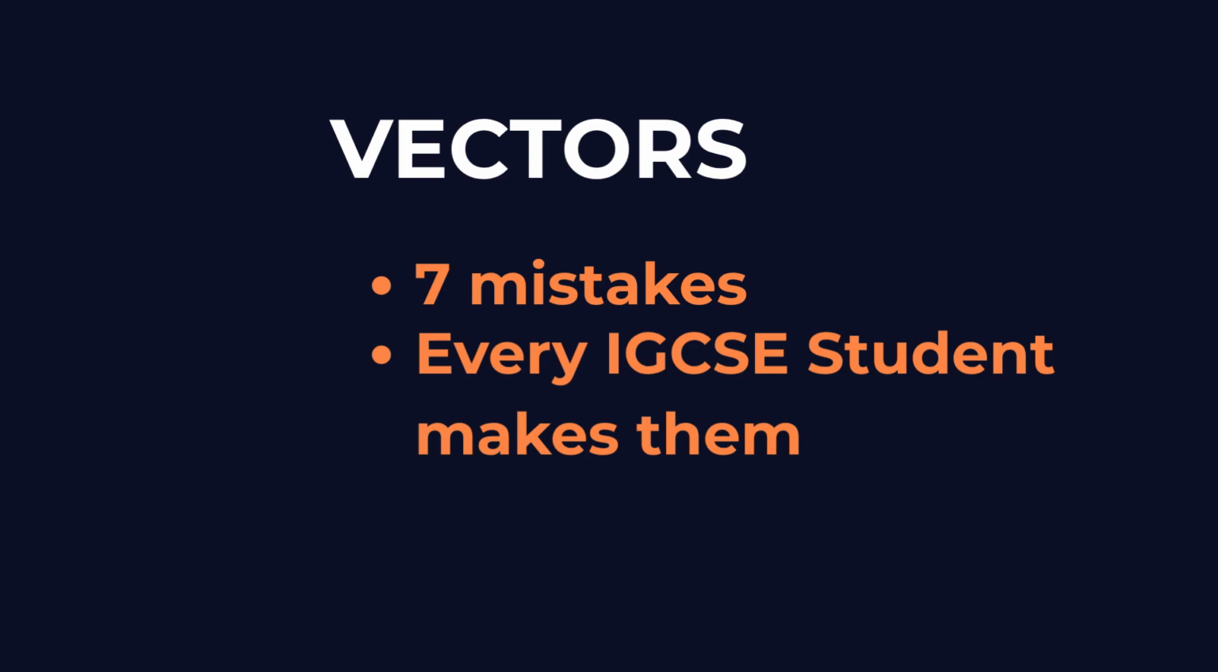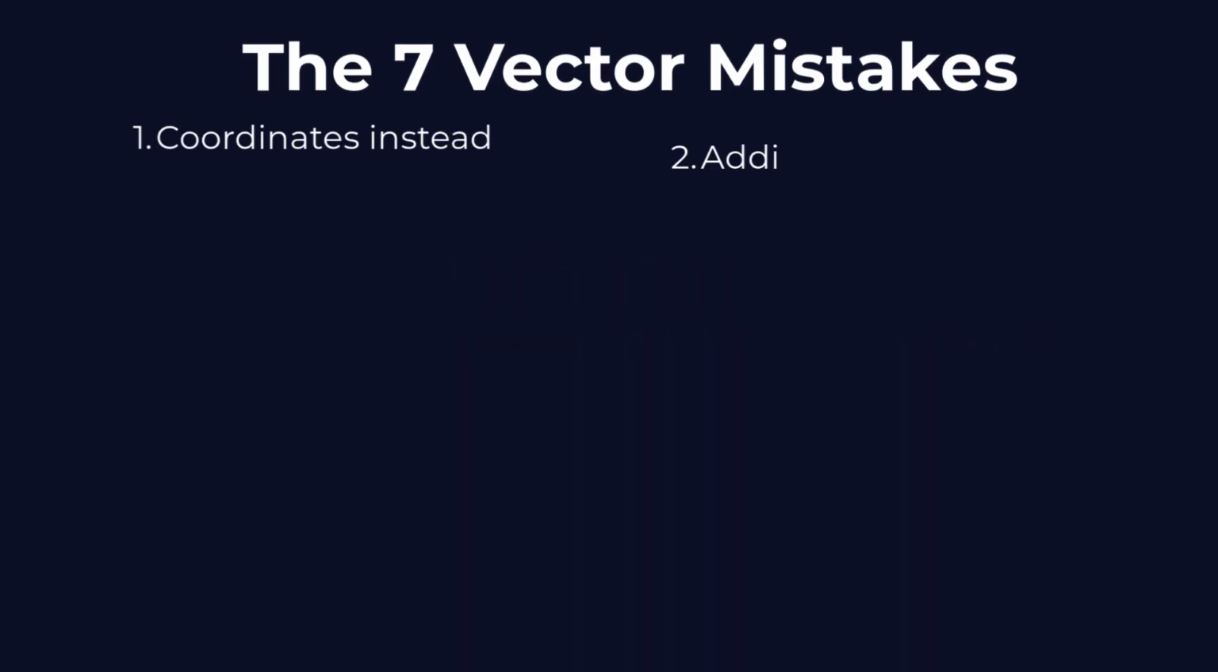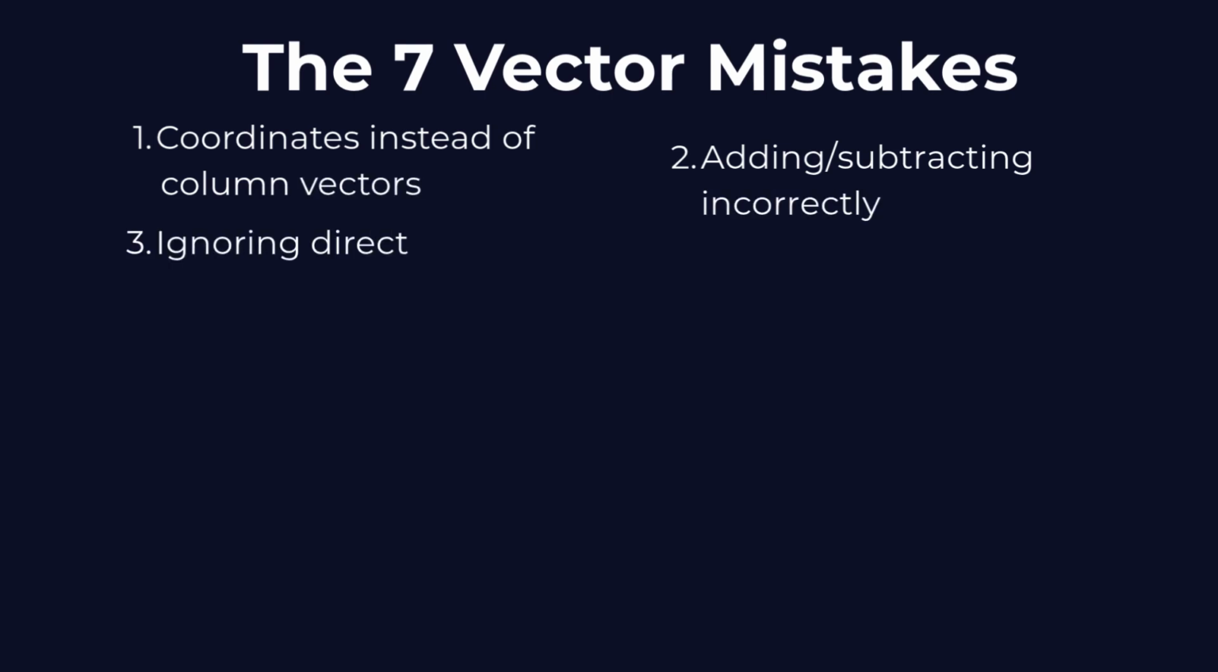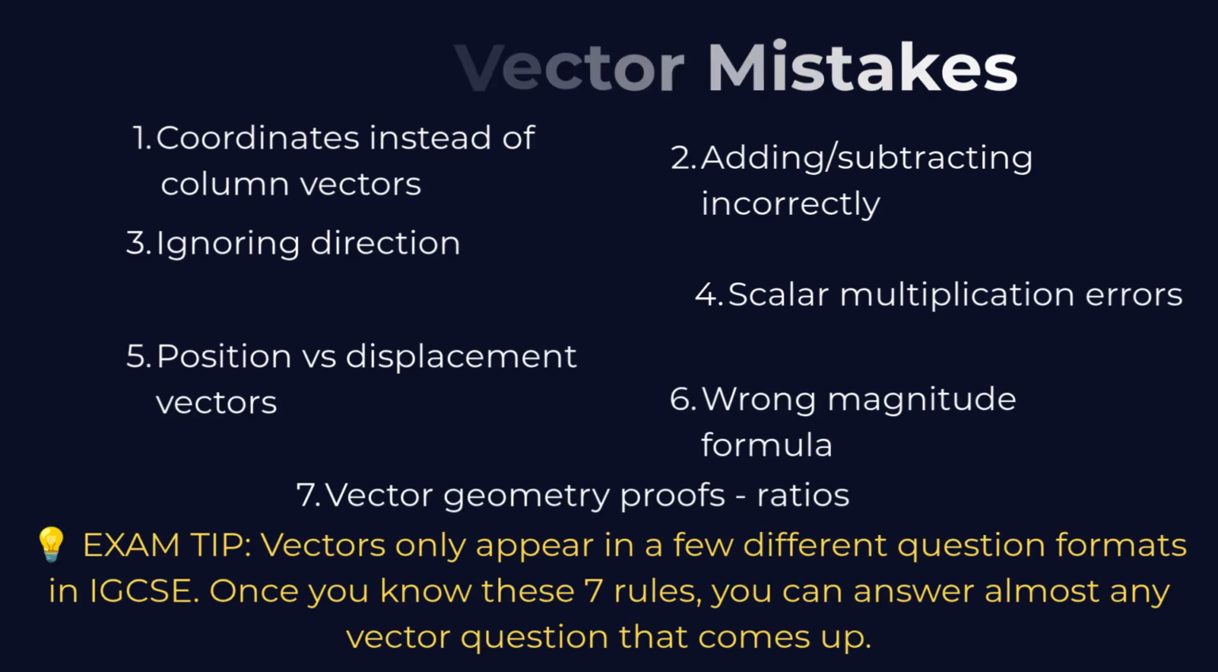7 mistakes. If you've ever felt lost on a vector geometry question, stick around. Mistake 7 is the one that decides whether you get full marks on those 4-mark proof questions. Screenshot this list. These are the exact 7 mistakes that show up across every IGCSE vectors question, from the simple ones worth 1 mark to the geometry proofs worth 4 or 5. Watch until mistake 7. That one is worth the most marks in your exam.